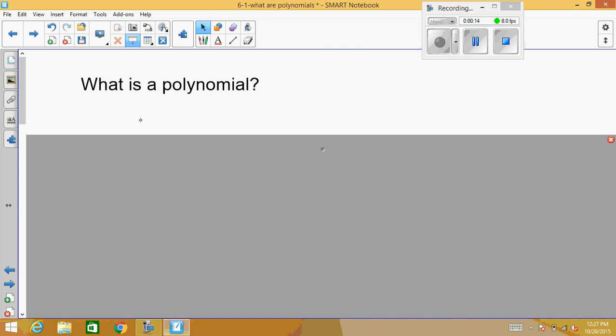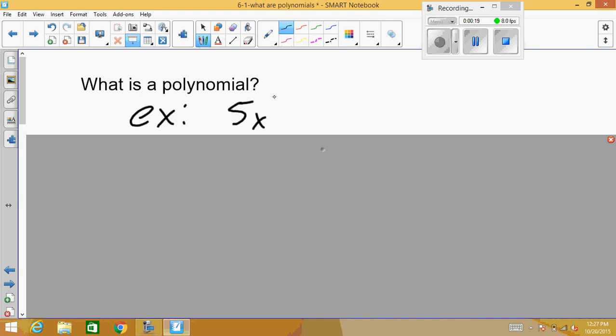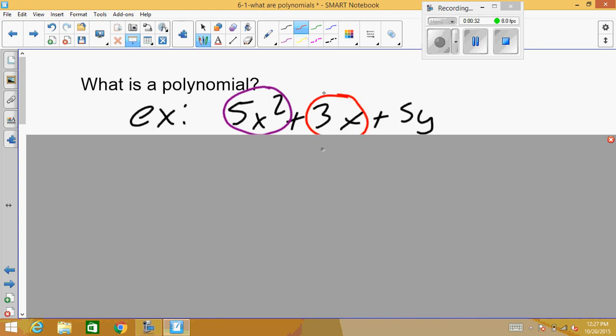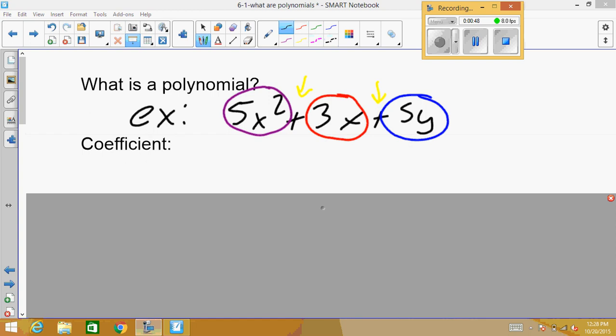So an example might look something like this. 5x squared plus 3x plus 5y. So there's a polynomial, and in this polynomial we've got three terms. We've got one term here with the 5x squared, a second term with the 3x, and a third term with the 5y. So each term inside of that polynomial is separated by an addition symbol. We could have also had subtraction between those terms and still would have separated those terms out into their separate parts.